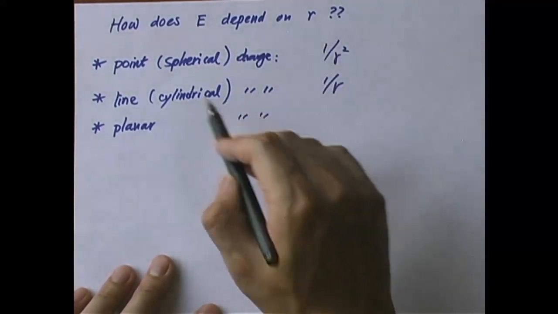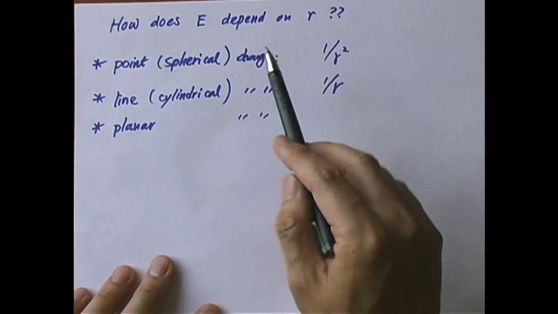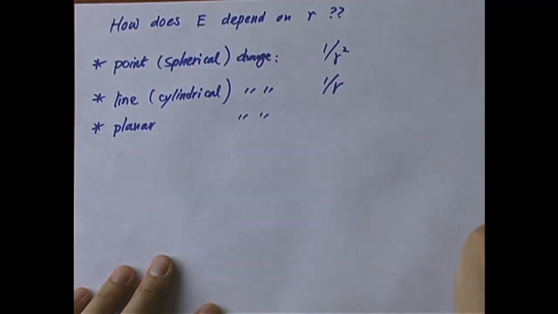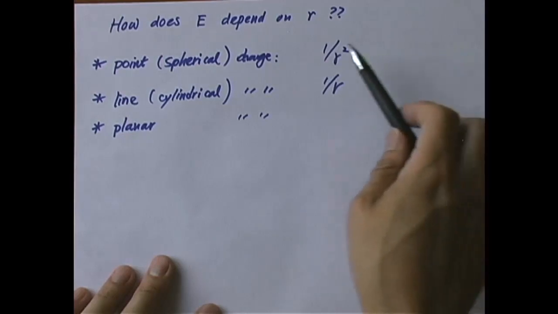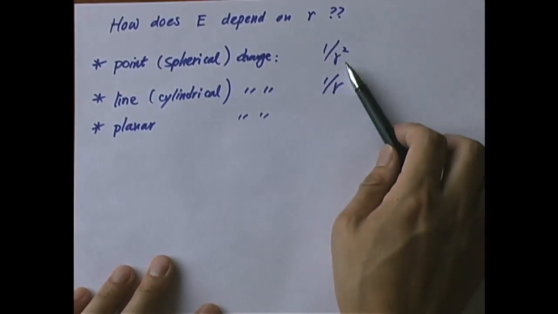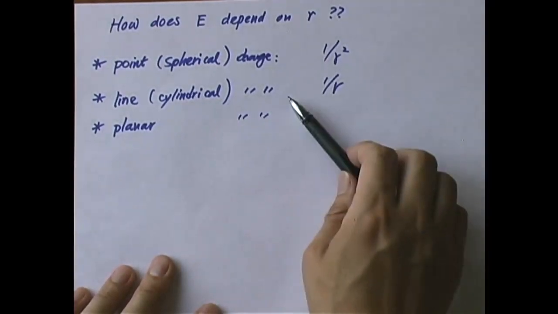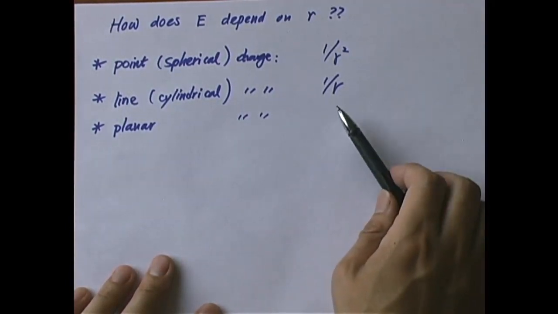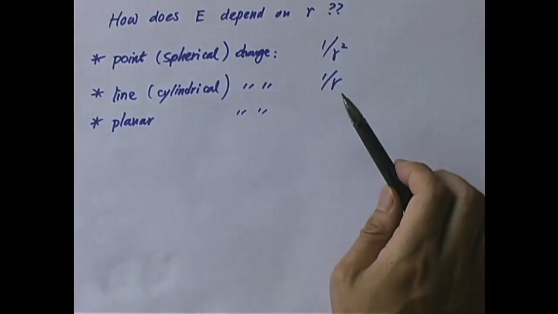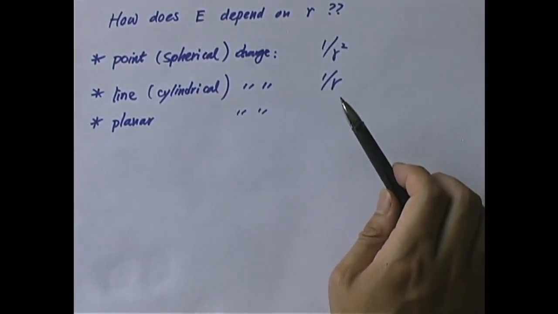So if you have a point or a finite size sphere, as you move away from it, you find that the electric field goes like 1 over r squared. That's how it decays. For a line, it goes like 1 over r, and for the plane, it doesn't decay at all. First of all, does it qualitatively make sense?